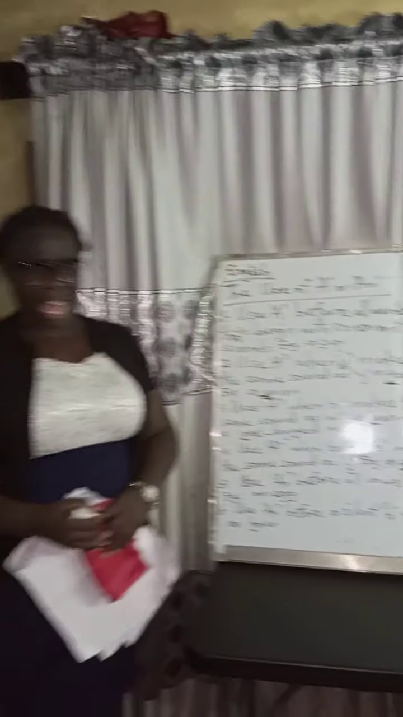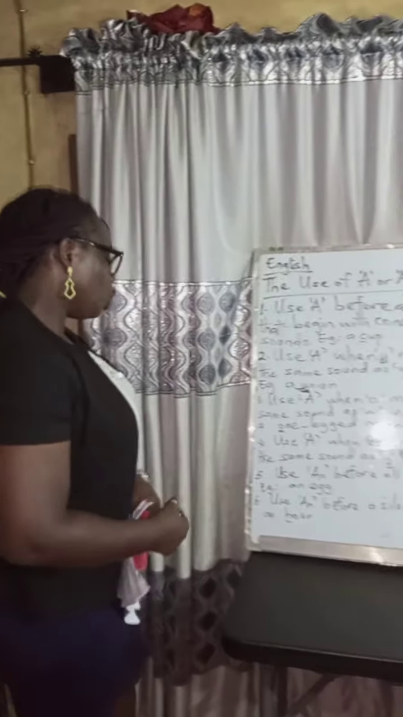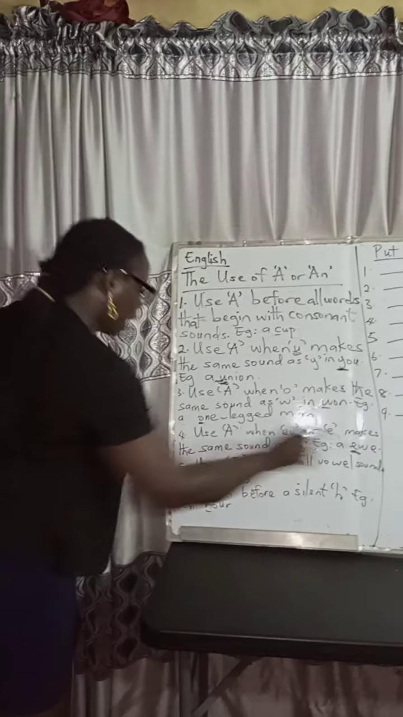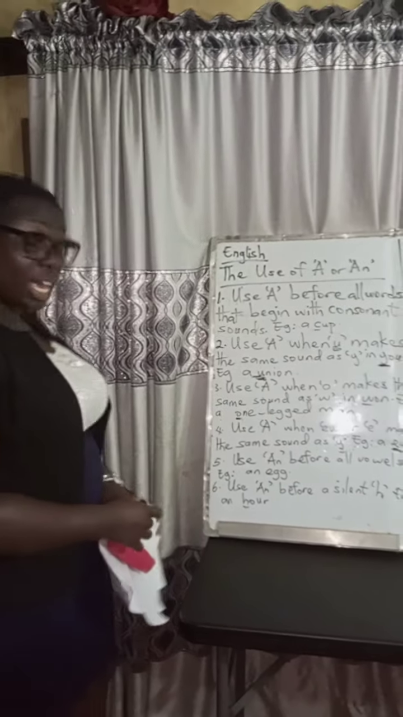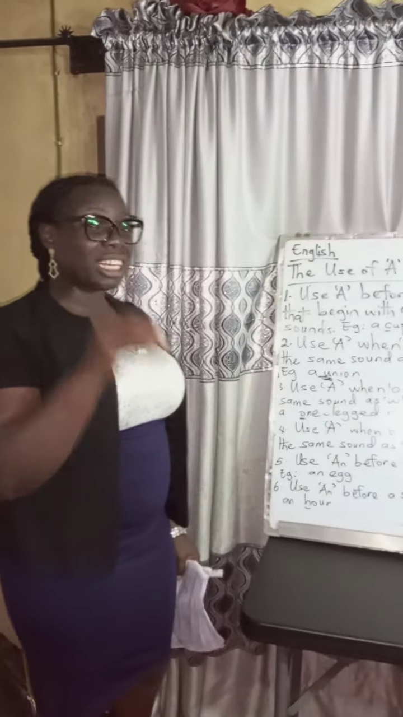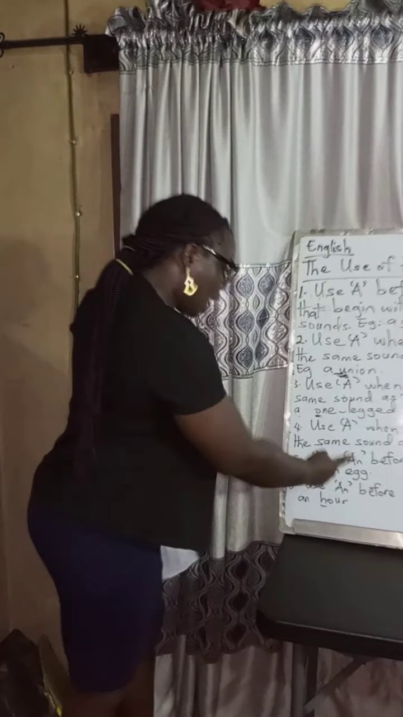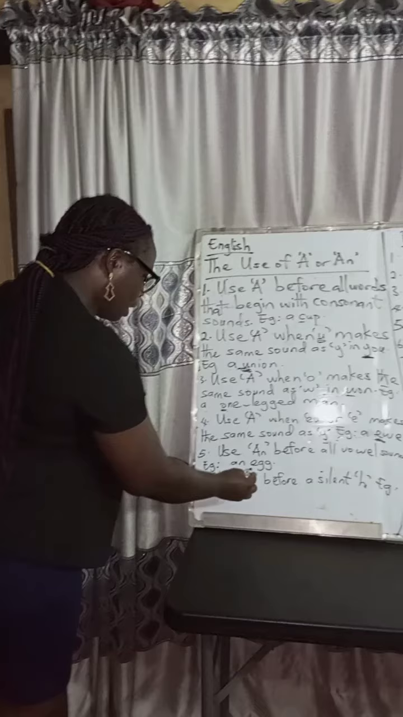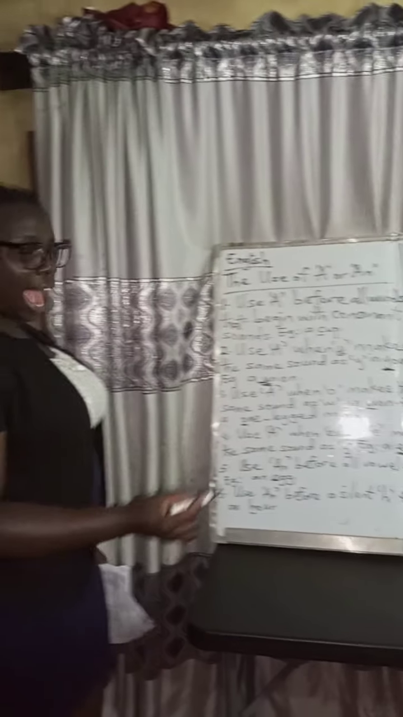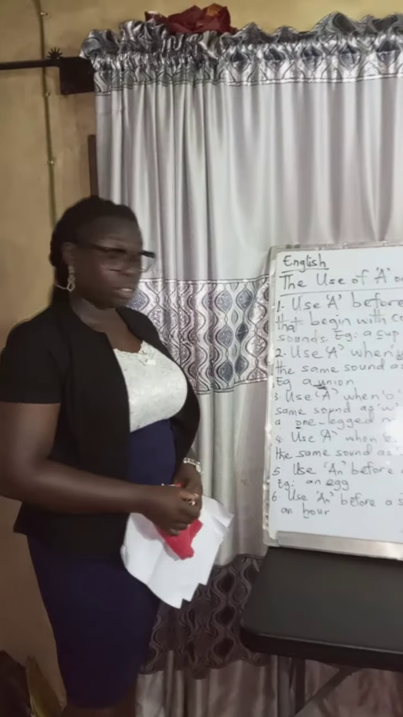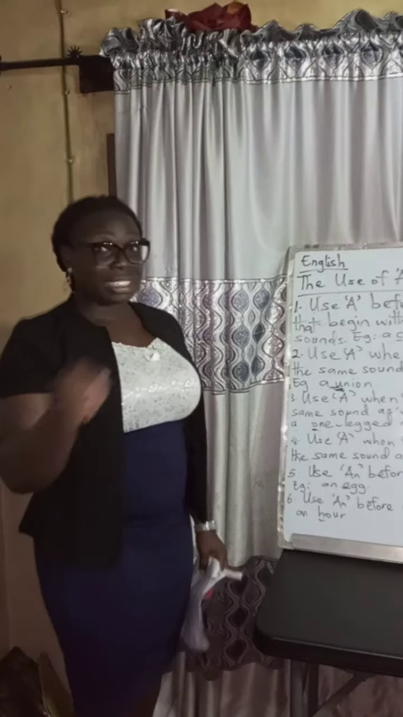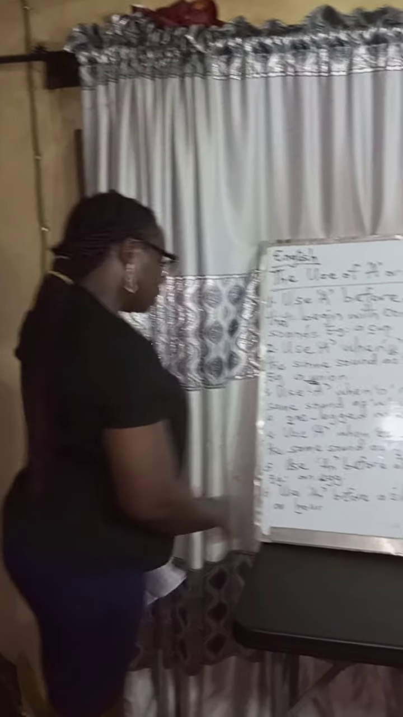Now, when do you use an? You use an before all vowel sounds. You know vowels, A, E, I, O, U, are the English alphabet vowels, but you have other vowel sounds. So you use an before them. Example, an egg. Letter E is a vowel sound. So you use an for it.